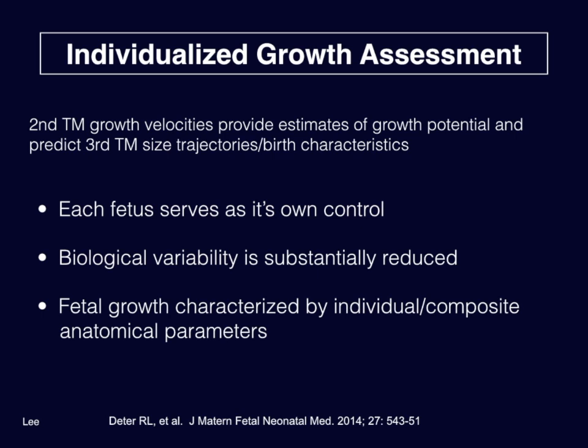Unlike other population-based approaches that emphasize estimated fetal weight only, IGA accounts for differences in growth potential between individual fetuses for a variety of anatomical parameters. IGA substantially reduces the biological variability that is characteristic of population-based reference ranges because each fetus serves as its own control. In this manner, fetal growth can be assessed by individual or composite anatomical parameters.